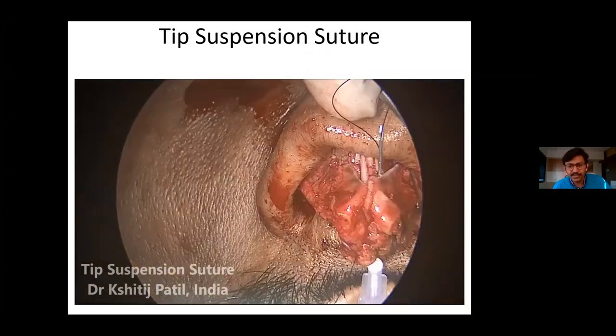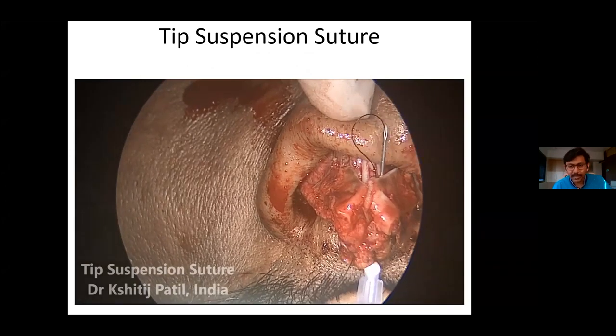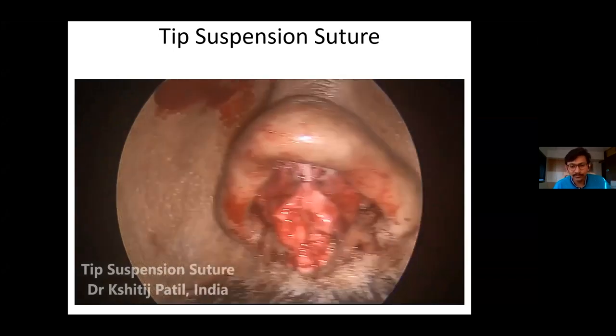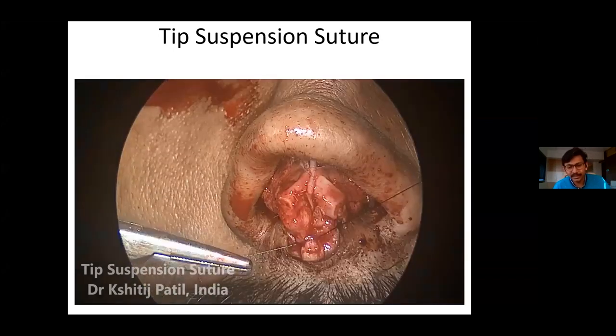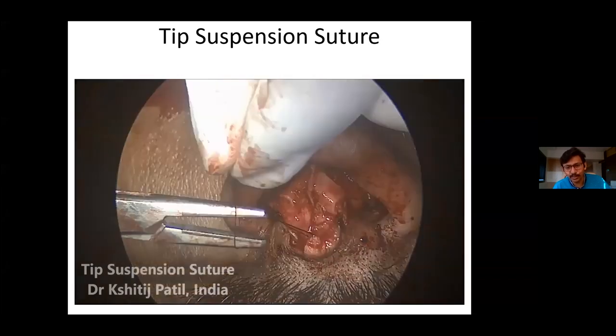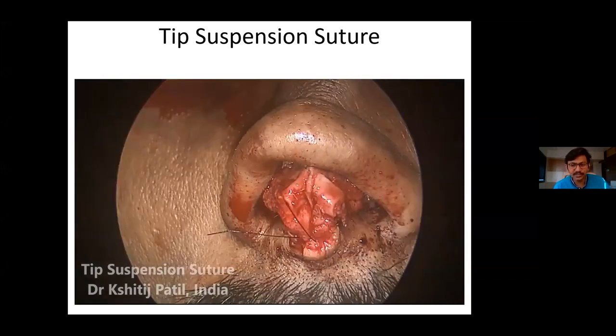Then it is passed through the anterior septal angle, and this needle is again passed through the opposite side. And as you can see here, the tip going up. So this is a tip suspension suture which actually pulls the tip assembly upwards. But this should be reserved for minor degree of tip correction.